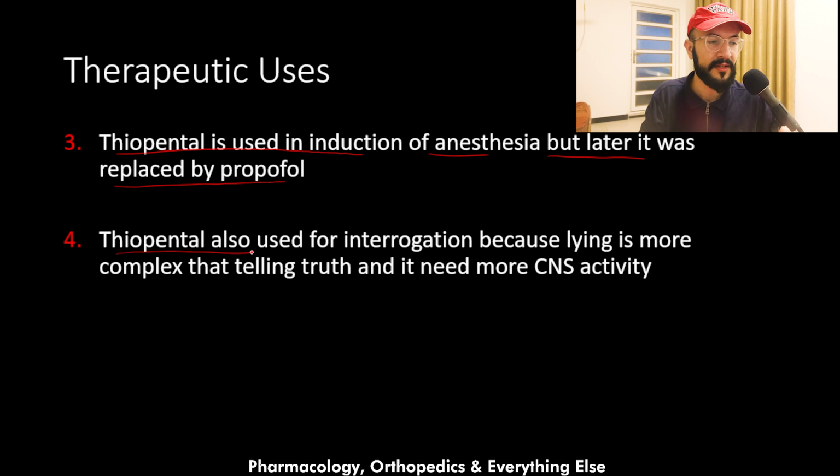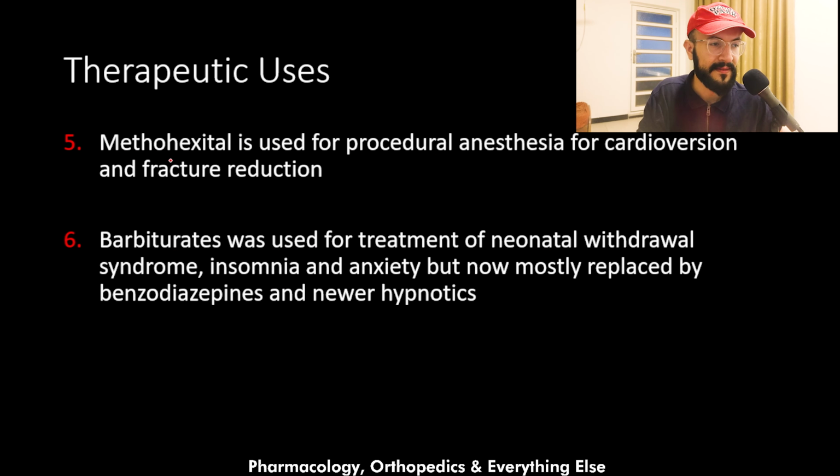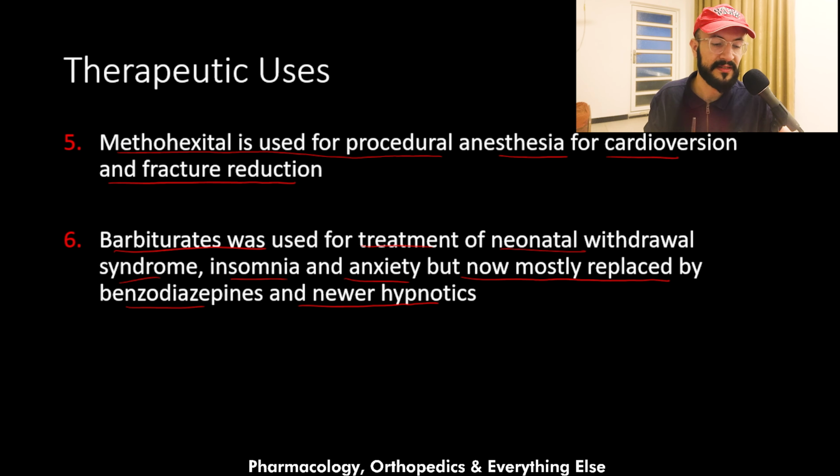Thiopental is also used for interrogation because lying is more complex than telling the truth and it needs more CNS activity. Methohexital is used for procedural anesthesia for cardioversion and fracture reduction. And barbiturates were used for treatment of neonatal withdrawal syndrome, insomnia, and anxiety, but now are mostly replaced by benzodiazepines and newer hypnotics because those are much safer than the barbiturates.